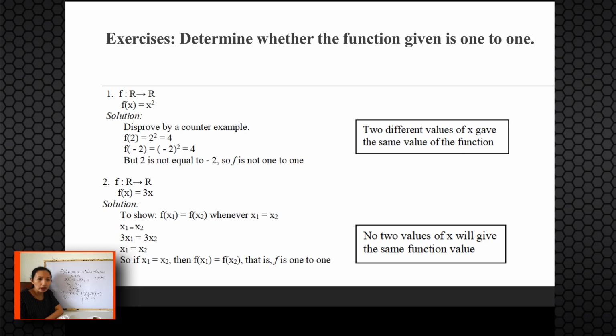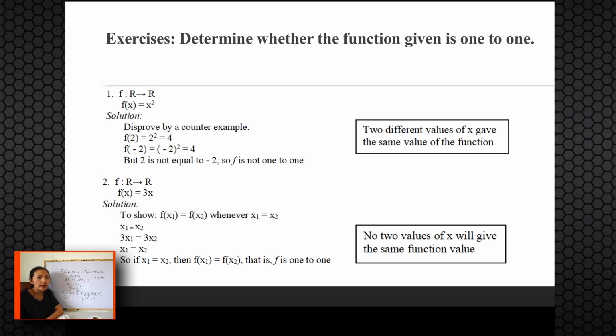Again, like what we did in the previous, we have to show that f of x sub 1 is equal to f of x sub 2 only whenever x sub 1 is equal to x sub 2. Okay, just like what we did in the previous. 3x sub 1 is equal to 3x sub 2, and then cancelling out 3 on both sides, we were able to show that x sub 1 is equal to x sub 2, meaning no two different x values will give the same function value.